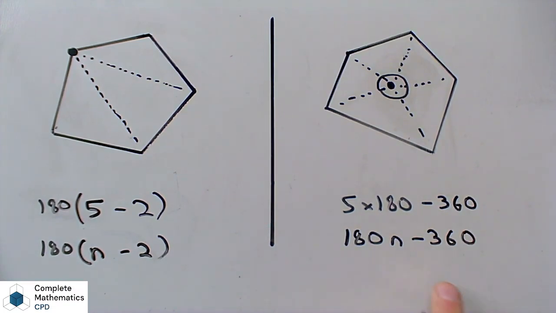And if you've done factorising with your class, then a nice little link at the end is that you can factorise this result here, take your factor of 180 out, and show that it's the same as 180 multiplied by n minus 2. So there's two different methods showing the sum of the interior angles of a polygon.